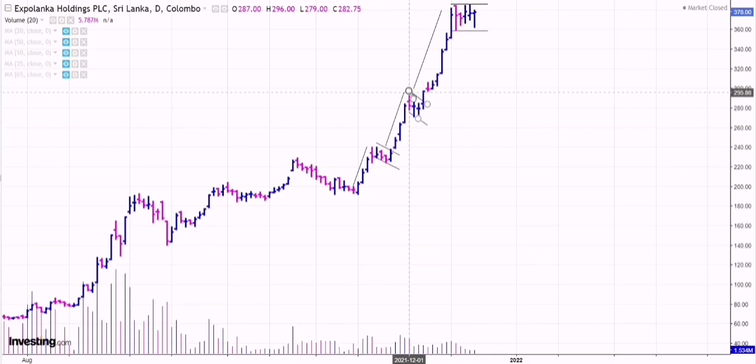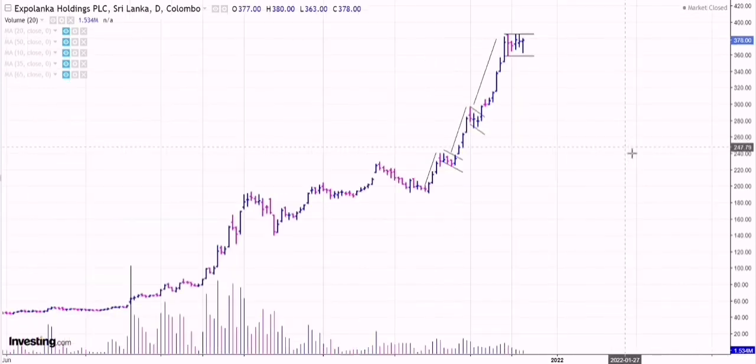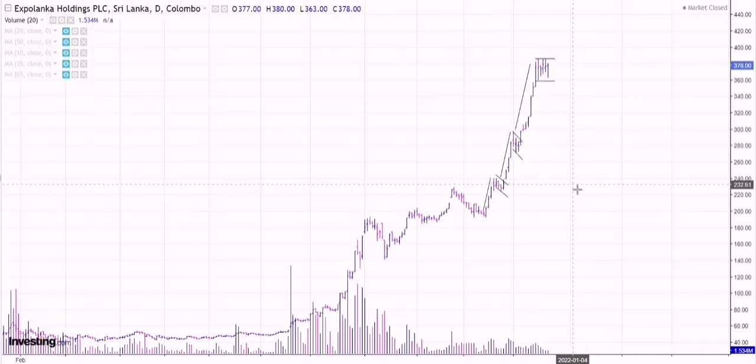How we do it is we take the height of the flagpole, which is 296 minus the start of the pattern, which is 226. You minus that and you add it to the breakout point. So the same way we can measure a target for this flag as well.